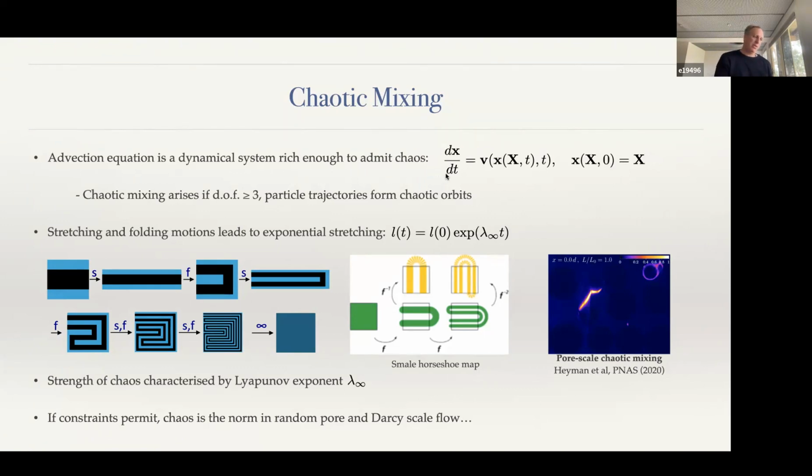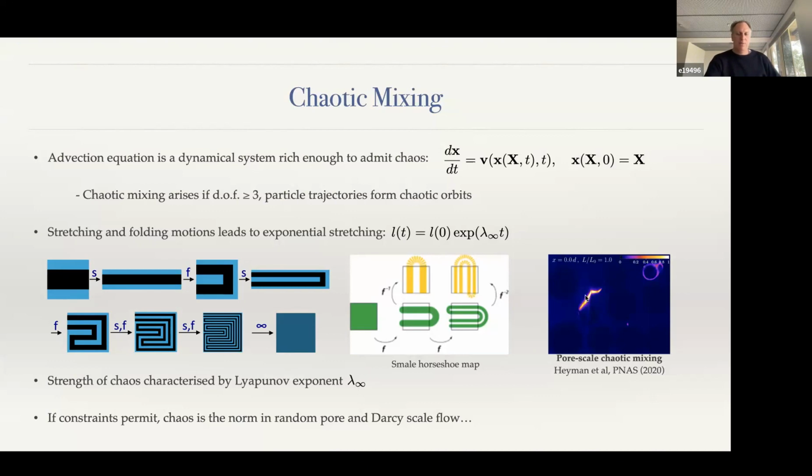The underlying flow itself may be quite regular. We might be in the Stokes regime or laminar regime, for example, but the resultant Lagrangian kinematics are chaotic. This typically manifests as stretching and folding of fluid motions, and that leads to exponential stretching of fluid elements. And we can characterize the strength of that chaos by the Lyapunov exponent lambda infinity. So essentially, material elements will grow as e to the lambda infinity times t.